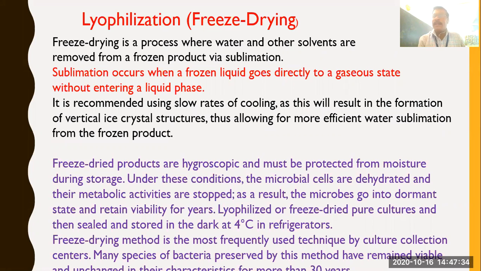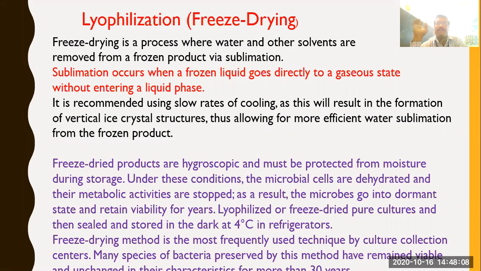Now sublimation occurs whenever any frozen liquid goes directly to the gaseous phase. For example, there is a solid. If we heat the solid, and that solid, instead of first getting converted into the liquid, directly gets converted into the gaseous phase, we call that sublimation. And this technique is recommended generally for those using a slow rate of cooling, as this will result in the formation of vertical ice structure.